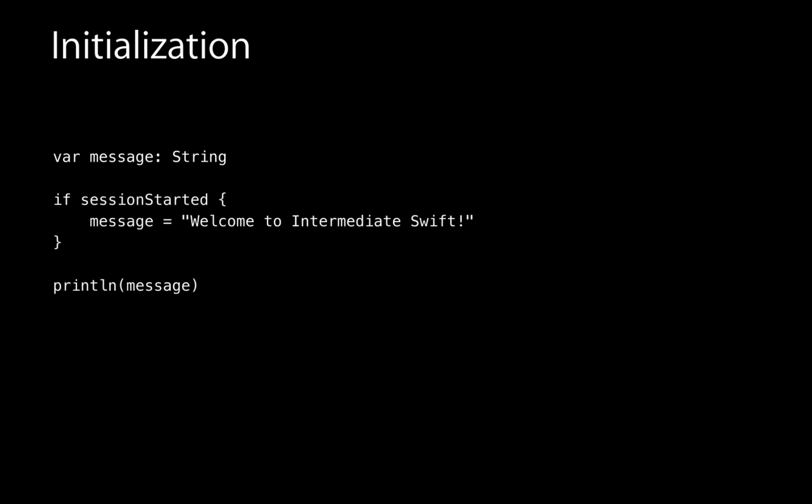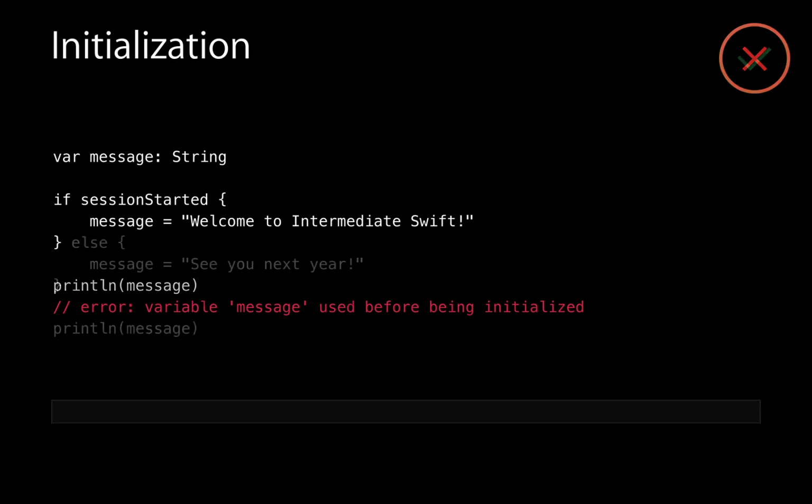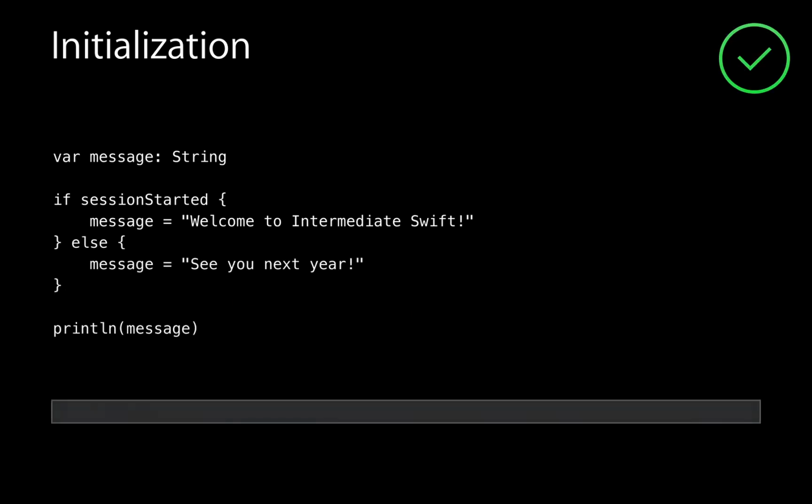For example, say we wanted to set message here to an appropriate value depending on whether or not a condition was true, and then print that message out. Even though the condition is true in this case, I mean, we're in the middle of a session after all, we'd get a compiler error, because we haven't considered every possible branch in our code. We haven't said what the value of message is when the condition is false. So let's add an else clause to do just that. Now when we read from message to print it out, we can be sure that it has an explicit value for every single condition in our code.